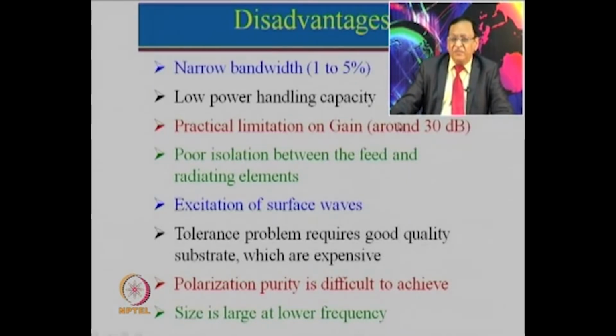The next practical limitation is on the gain. Typically a microstrip antenna array can give us about 30 dB or so. However, nowadays a lot of research is going on, so people have broken the barrier of 30 dB. There are arrays of 32 dB, 34 dB, 36 dB and so on. But still, if somebody wants a gain of 40 dB, 50 dB, 60 dB or 70 dB, then the only solution right now is to use a reflector antenna.